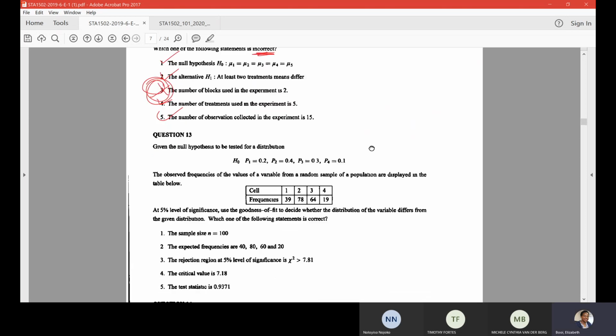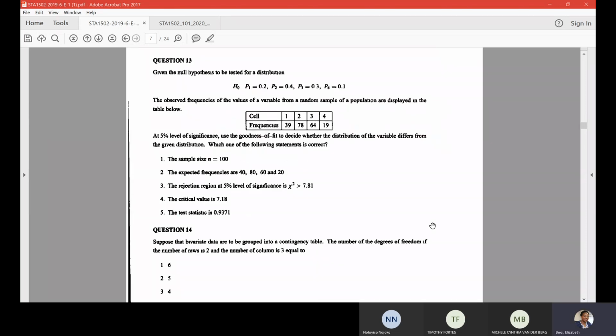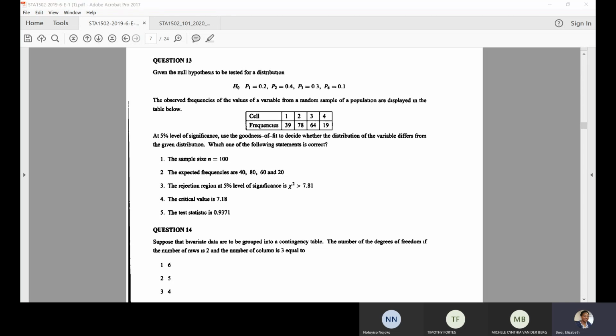Okay, so question 13. Given the null hypothesis from the population, and we are given the frequencies, and this is a goodness of fit test. So we need to determine whether the distribution differs. So here we're looking at a chi-square test.